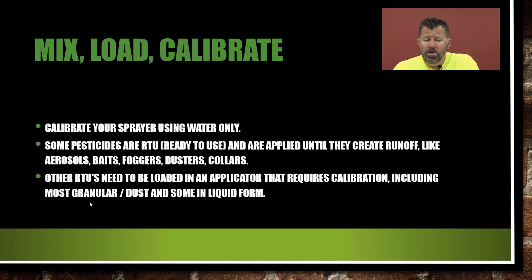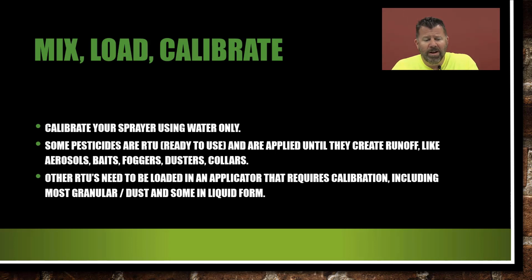Some pesticides are ready to use and are applied until they create runoff, like aerosols, baits, foggers, dusters, or collars. Well, guys, runoff, we're not talking about running down the street into the storm drain. We're talking about wetting the foliage and a little bit dripping off. That means you've covered it to achieve your desired effectiveness.